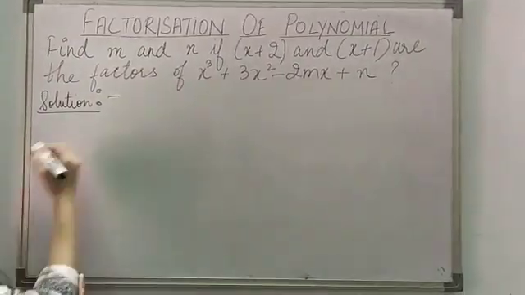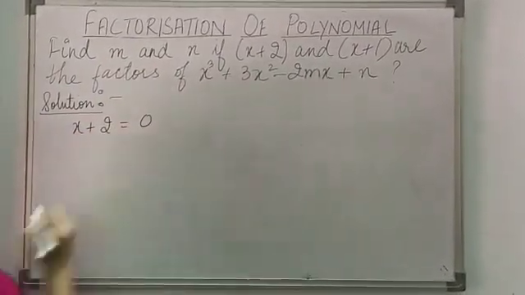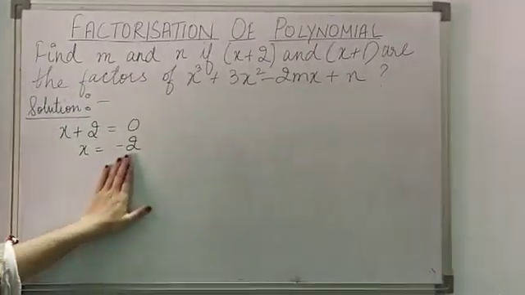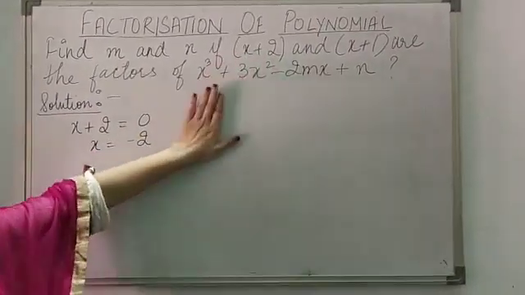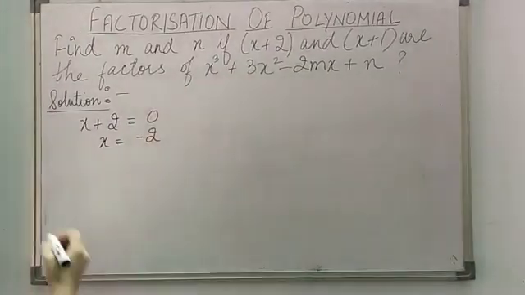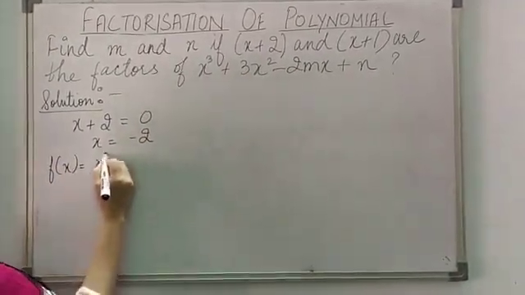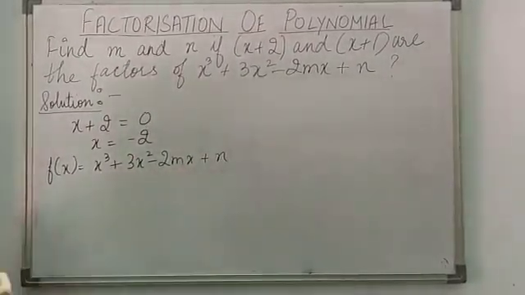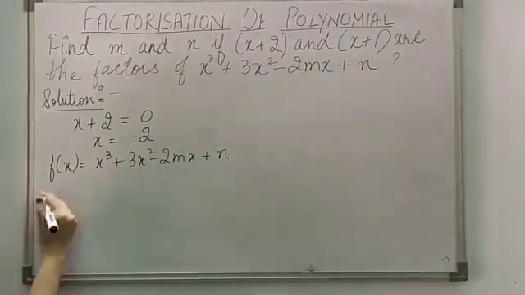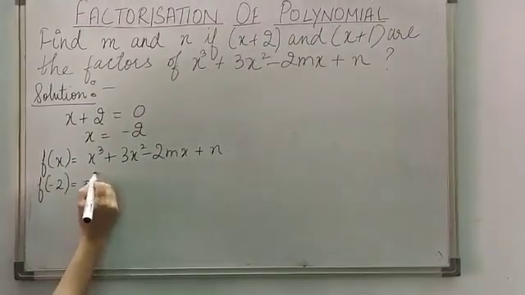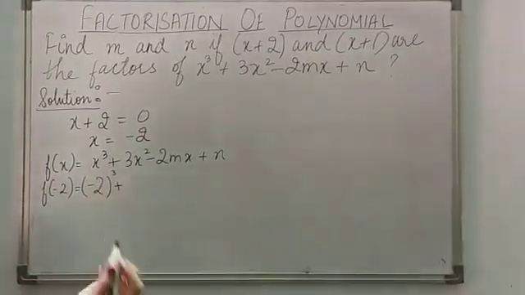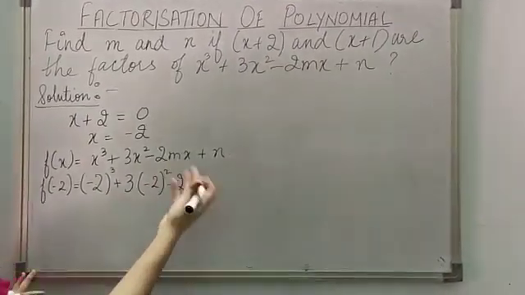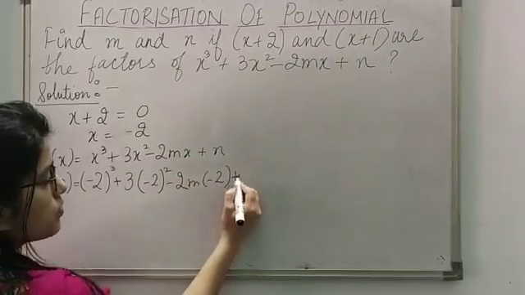So first of all, x plus 2 equals 0, then the value of x will be minus 2. Once you get the value of x, we know that x plus 2 is a factor of this polynomial. So our polynomial f(x) is x cube plus 3x square minus 2nx plus n. x equals minus 2 is the factor, so in place of x I have to substitute minus 2. So now quickly substitute minus 2 and we will solve. 3 in place of x minus 2 square, minus 2n, we don't know the value, in place of x again we substitute minus 2, plus n.